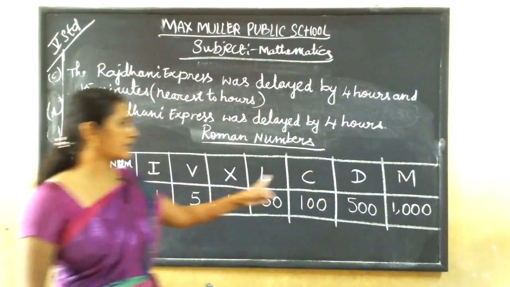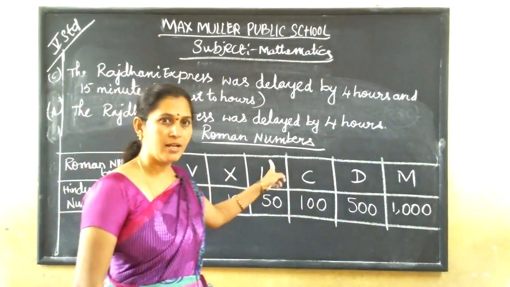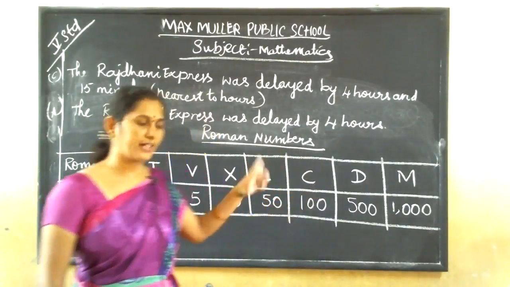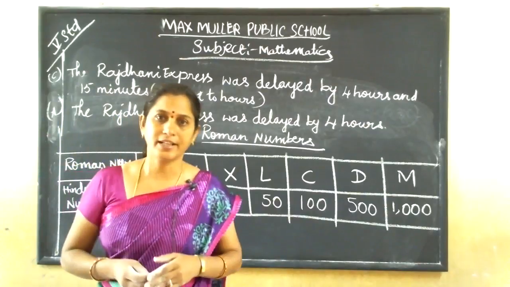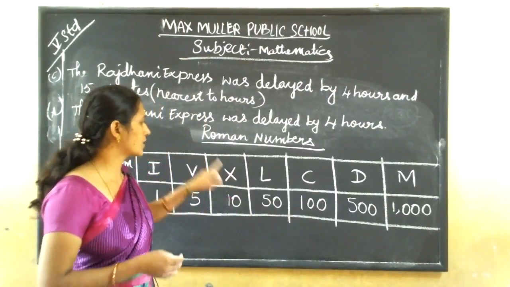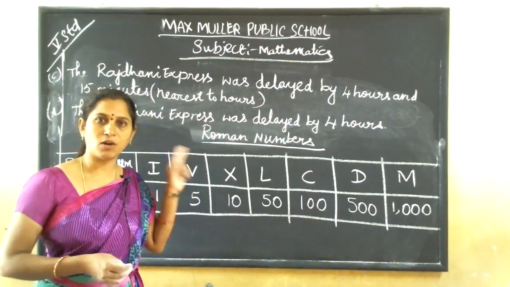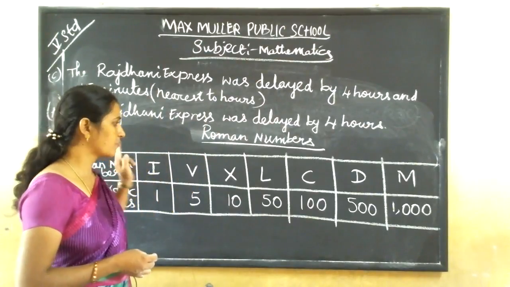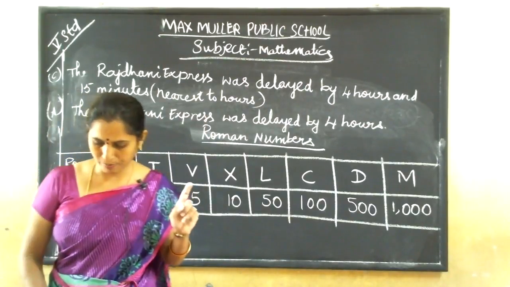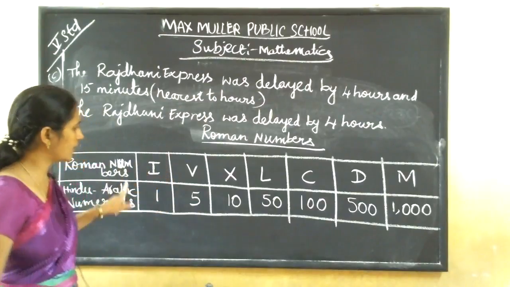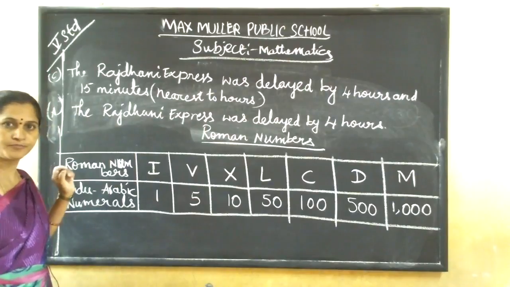If you practice this, it is easy for you to understand the Roman numbers, and you can practice as many times as you want. This is included till your 10th standard. So please concentrate more, understand the concept easily, and practice as many times as you want. Okay, these are the basic 7 letters of Roman numerals. If you learn this, it is easy for you to understand the Roman numbers.